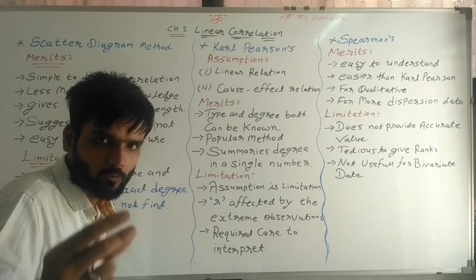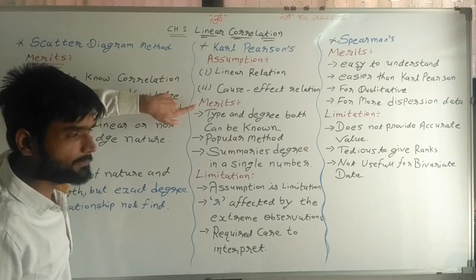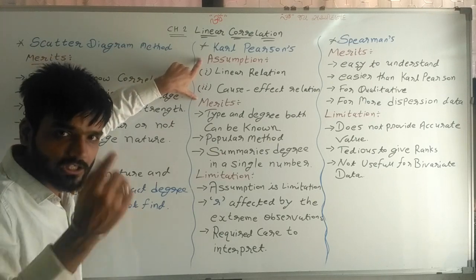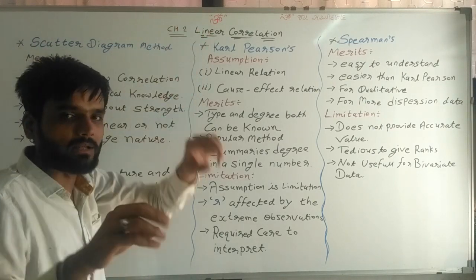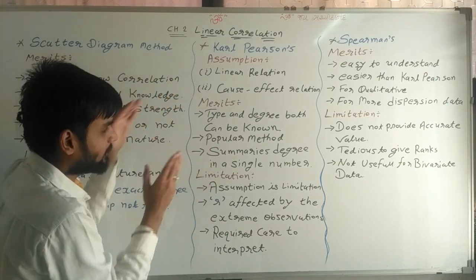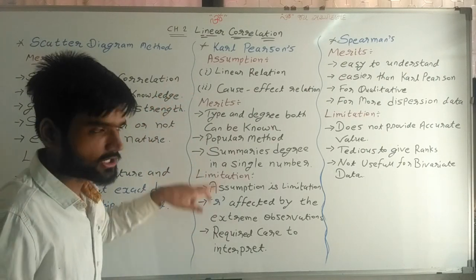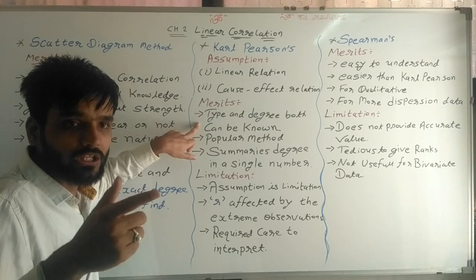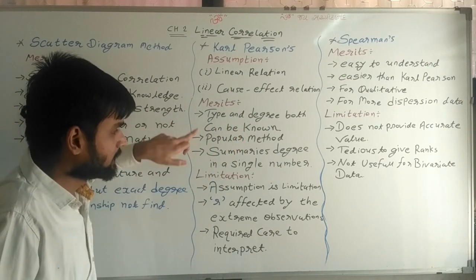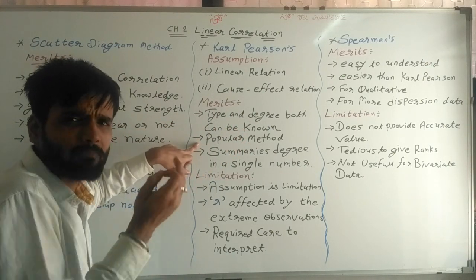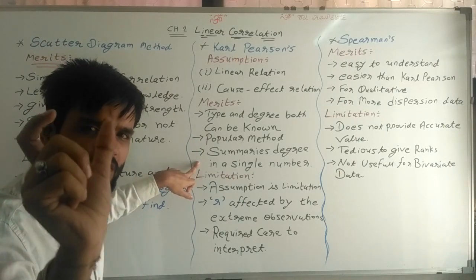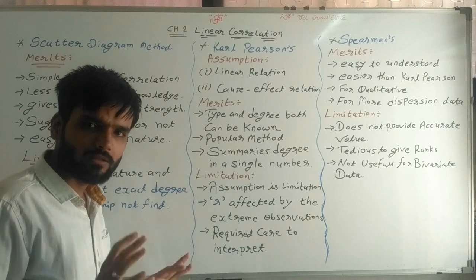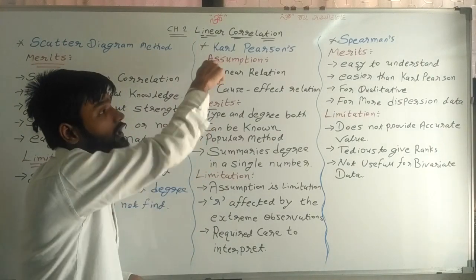So again, a quick repetition. First assumption: a linear relation is there and a cause and effect relation is there. Then and only then is the calculation method applicable. Then talking about merits, there are three merits and three limitations. First merit, degree and type both can be known. Second, it is a popular method. Third, summarizing in a number only. These are the three merits.